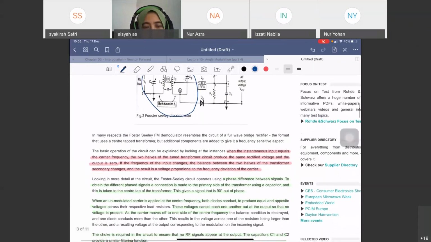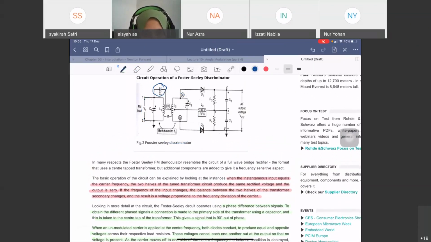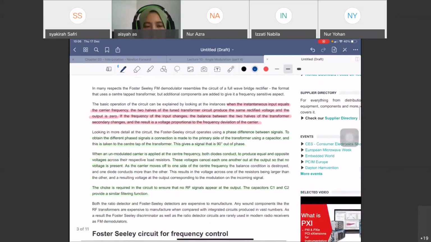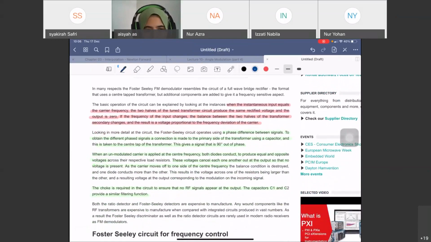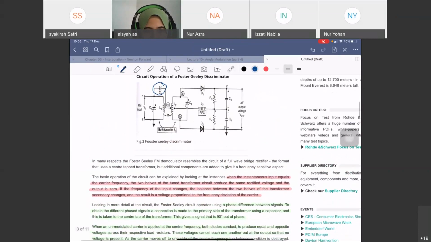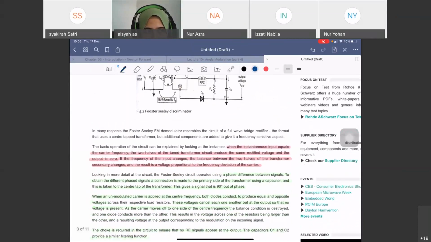And then to produce a phase shift difference, we have this capacitor, the CP capacitor, that will connect the primary of the transformer to the center of the secondary. And this connection will produce the 90-degree out of phase signal. And then when an unmodulated carrier is applied at the center frequency, both diodes D1 and D2 will produce equal and opposite voltages, so the voltages will cancel each other and the output will be zero.